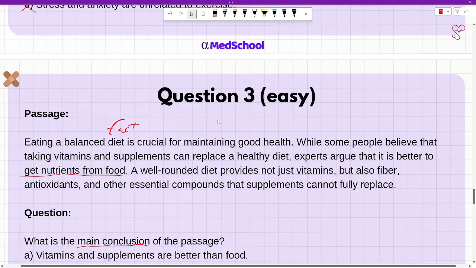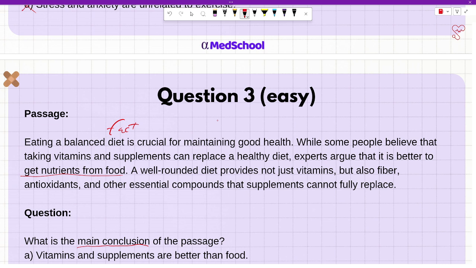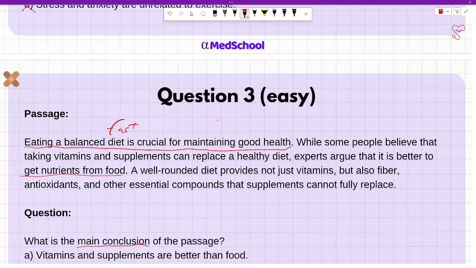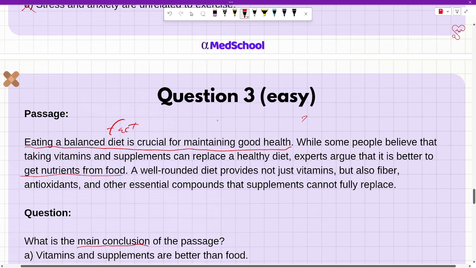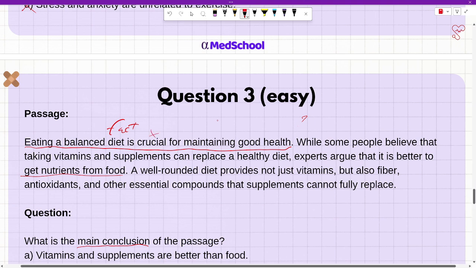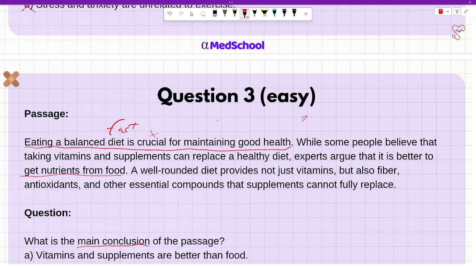But actually here on question 3, he's making the conclusion right at the beginning, right? But why is this? Why is he doing this? And how did I come to know that he's setting the conclusion right at the beginning? Because everything from the passage is just in support of this one conclusion here, right? For example, okay, so eating a balanced diet is crucial for maintaining good health. Okay, that's what he's trying to say. While some people believe that taking vitamins and supplements can replace a healthy diet, experts argue that it is better to get nutrients from food, right?